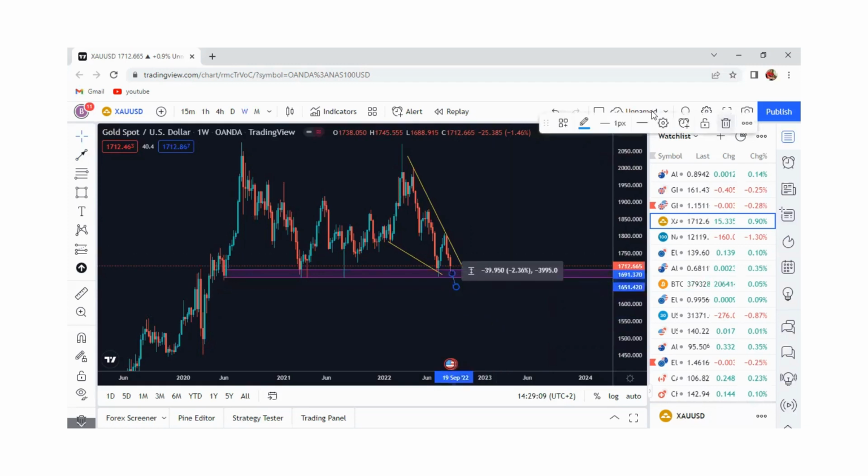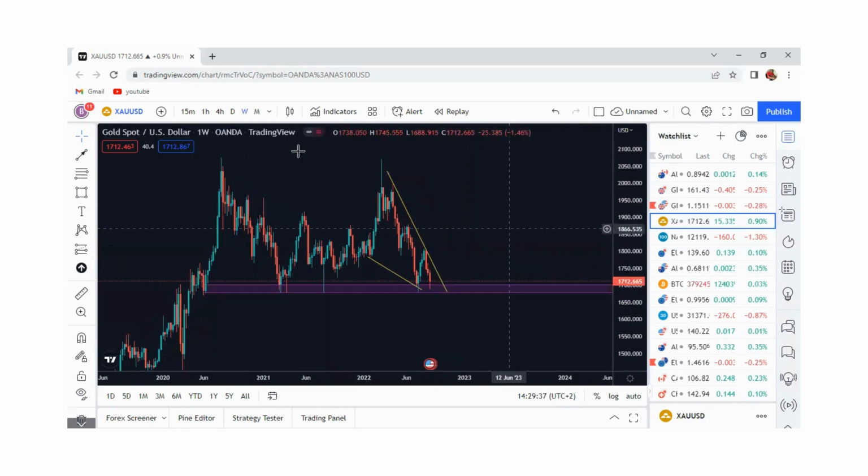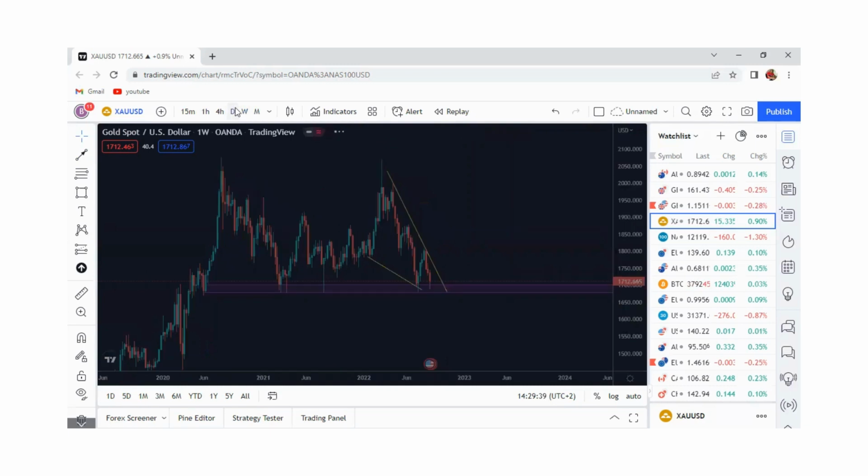So I think we can see here it's a continuation pattern. As you can see, this is a continuation pattern, but this is a strong zone, guys. You can see it's been going on for months now. 2021, 2020, actually 2 years. So definitely this is a strong zone. We just need to be careful around it.